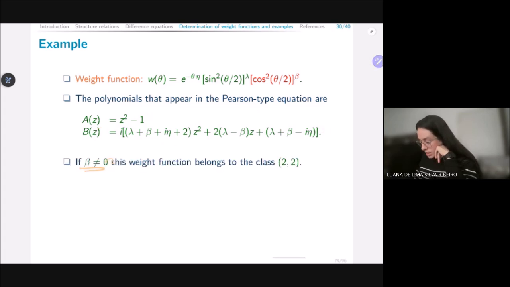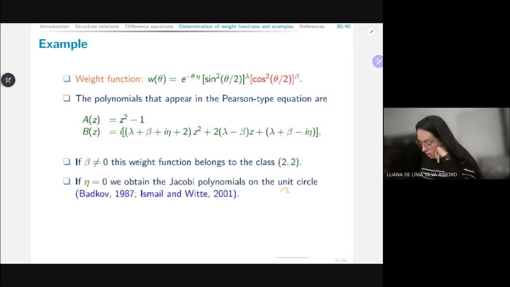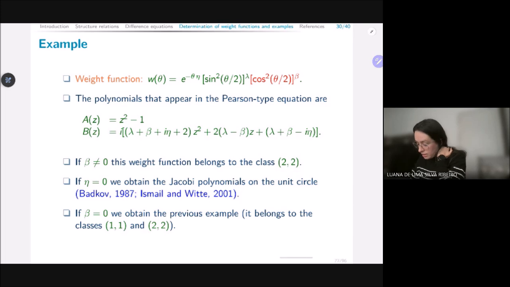If beta is different from 0, these wave functions belong to class 2. But when beta is equal to 0, then this part belongs to class 1 as well. When we choose eta equal to 0, here we have a symmetric wave function. So we actually obtain the wave function of Jacobi polynomials on the unit circle. And when beta is equal to 0, we obtain the previous example that belongs to classes 1 and 2.